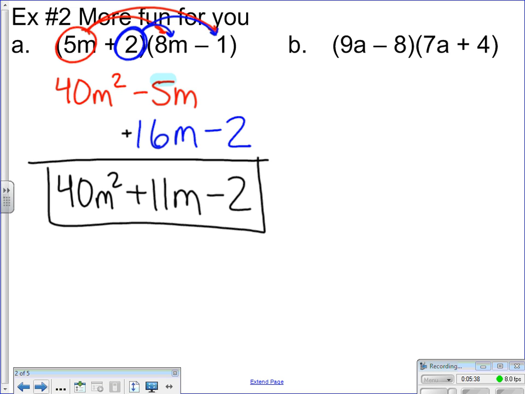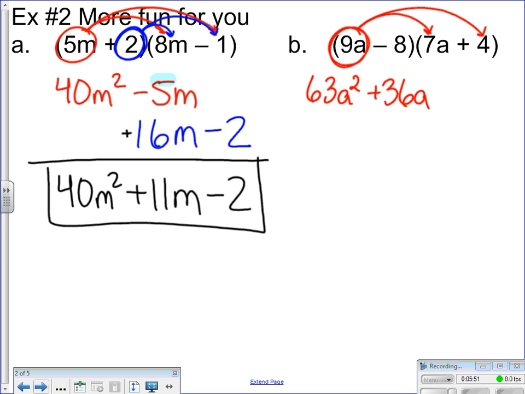Now B, do it the same way. 9a multiplied by 7a is 63a squared. 9a times 4 is 36a. Done there. Move on to the negative 8.